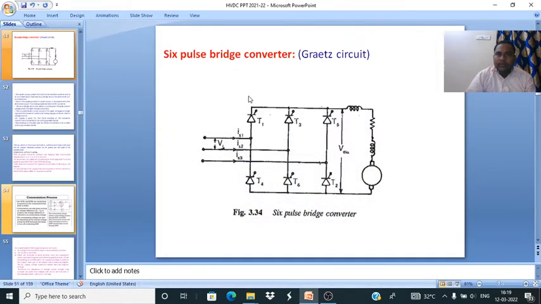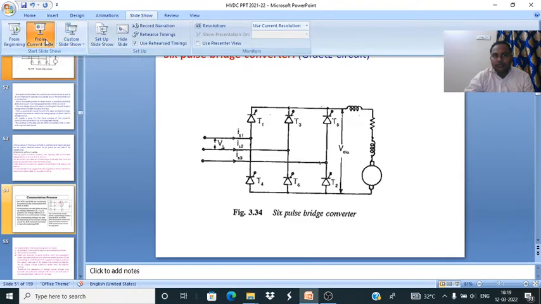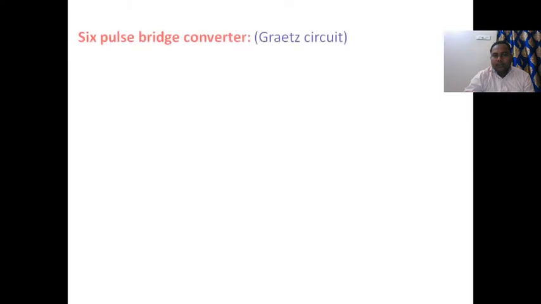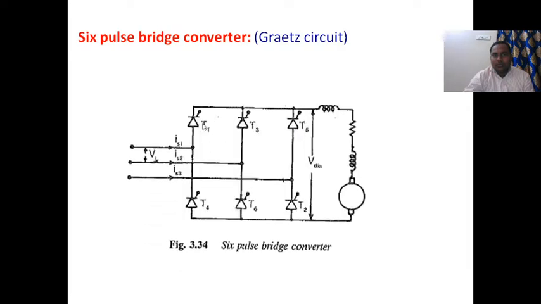In unit 2, the next topic is the 6 pulse bridge converter, that is nothing but a bridge circuit. So in a 6 pulse converter or 3 pulse converter, whatever the converter. In a 3 pulse converter we have only 3 thyristors, that is T1, T2, T3. In a 6 pulse converter there are 6 thyristors: T1, T2, T3, T4, T5 and T6.